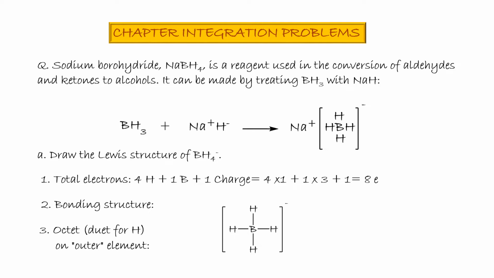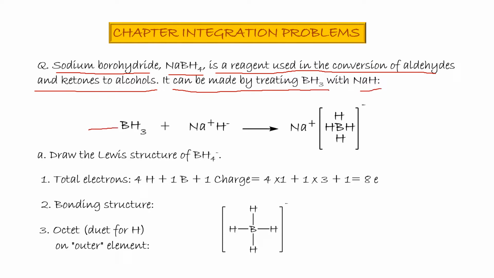The first problem: sodium borohydride, NaBH4, is a reagent used in the conversion of aldehydes and ketones to alcohols. It can be made by treating borane, BH3, with sodium hydride according to the following equation. A. Draw the Lewis structure for the borohydride.